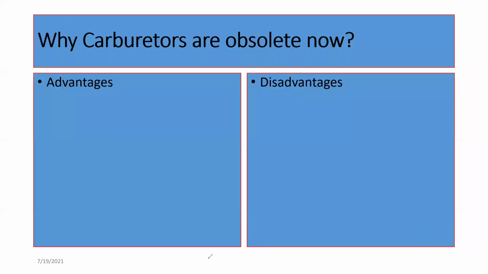No answers. 74. Imasha or Imasha? Imasha. 74. Sahan. 72. Can you tell me why carburetors are obsolete now?